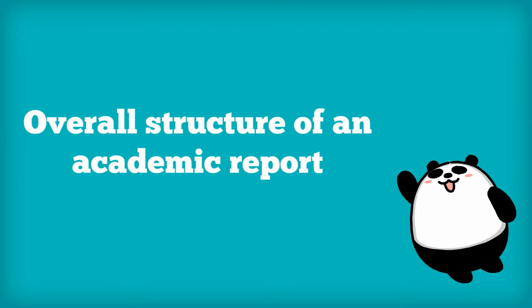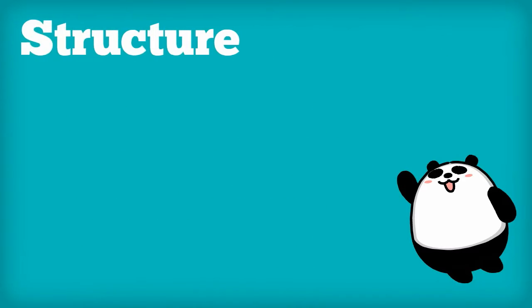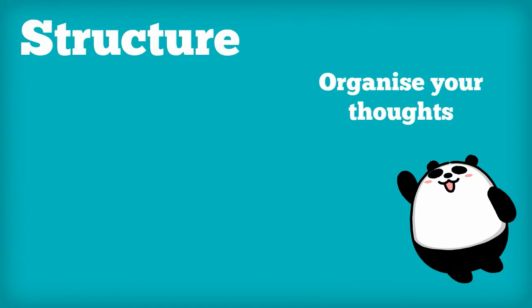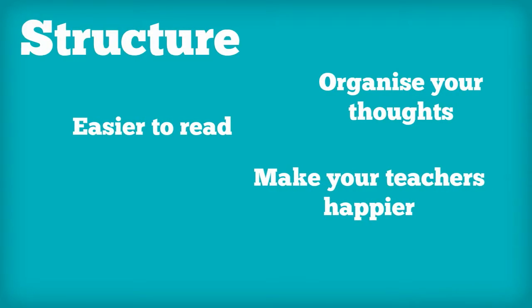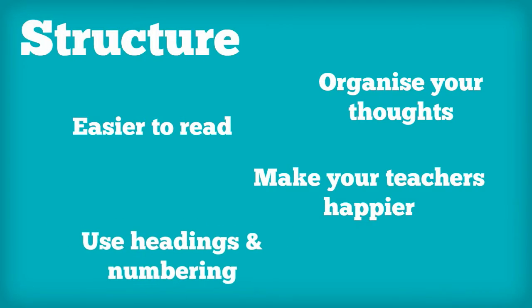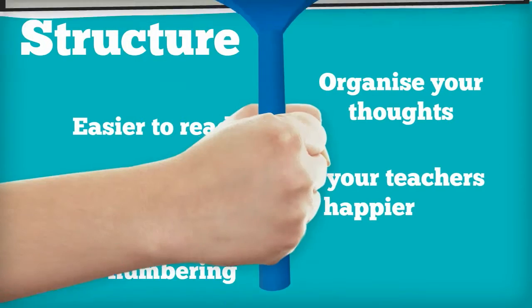The first thing to look at when writing a report is the structure. The structure is very important because it will help us to organize our thoughts and make it easier for our tutors to read our work, which will make them happier. A good way to do this is to use clear headings, subheadings, and numbering. You should also underline your headings so that they're easier to see and therefore easier to read.